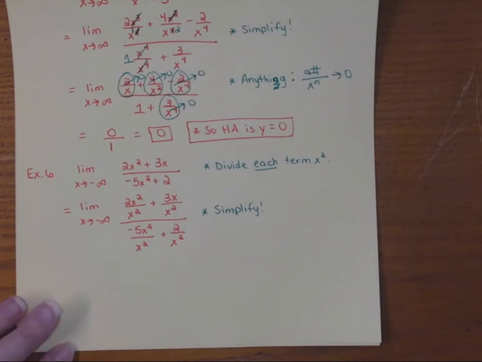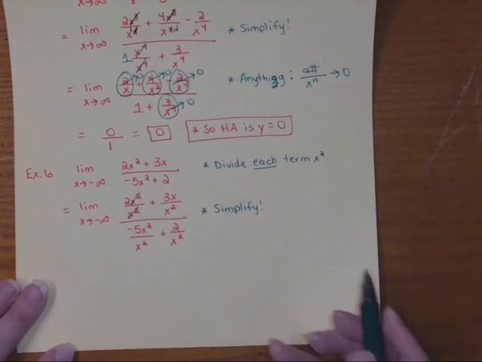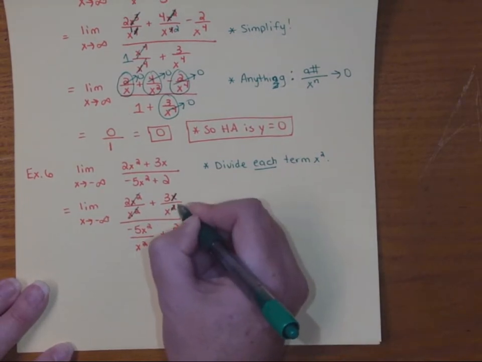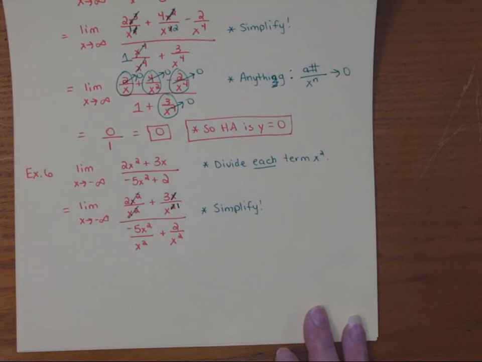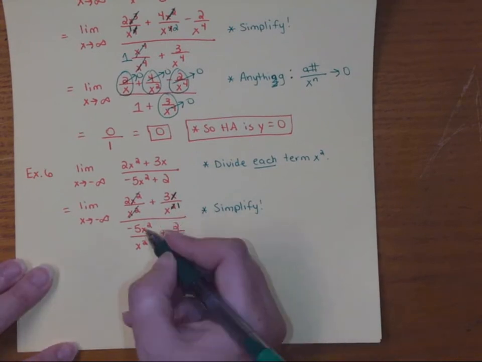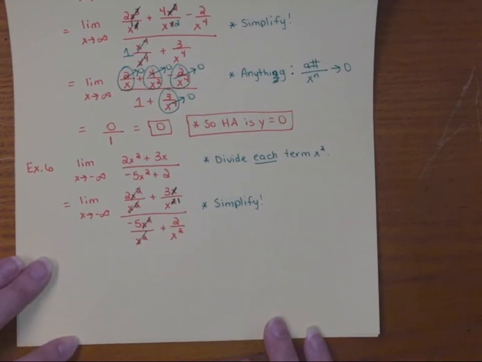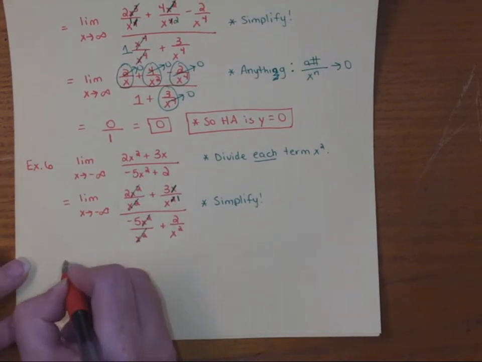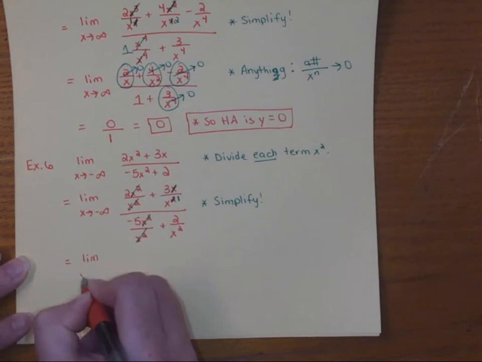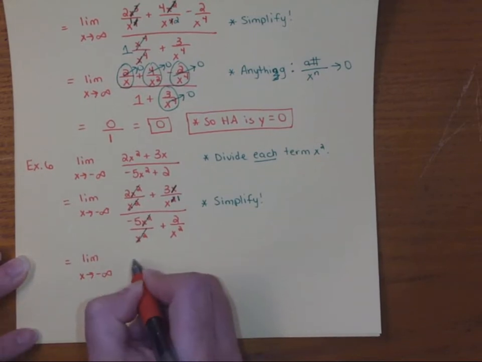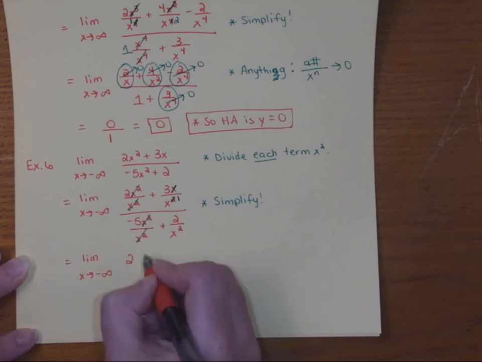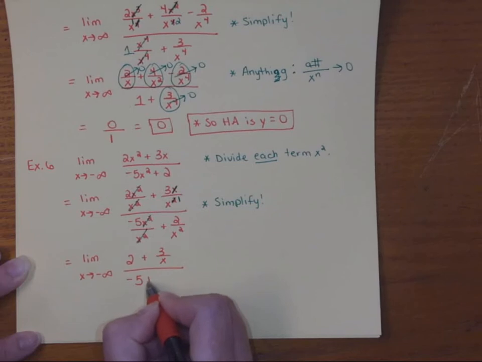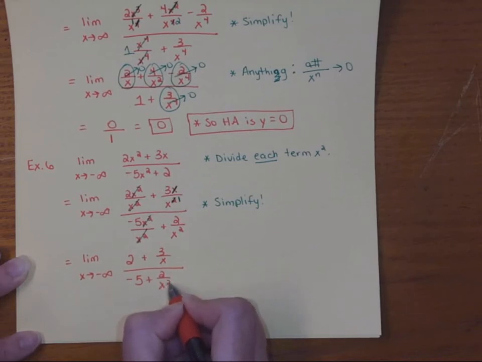So just go slowly as you need to. So in this one, x squareds would go away entirely. And in this one, an x would go away, canceling one of the x's in the denominator. This one on the bottom, the x squareds would go away, leaving just -5. Notice this guy can't be canceled to an x squared. We have to just leave that. So I end up getting the limit as x approaches negative infinity of 2 plus 3 over x over -5 plus 2 over x squared.